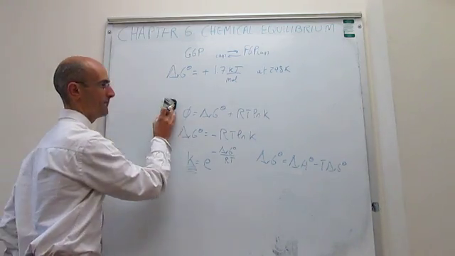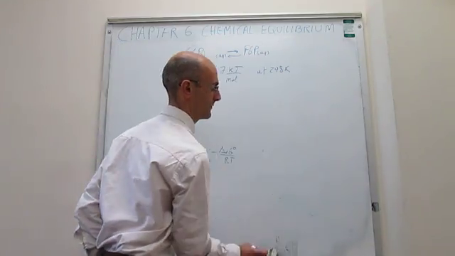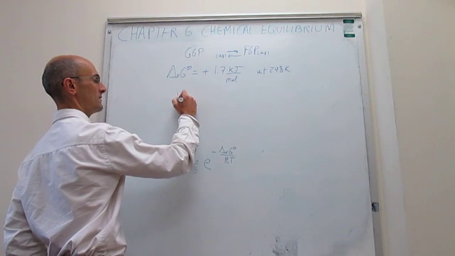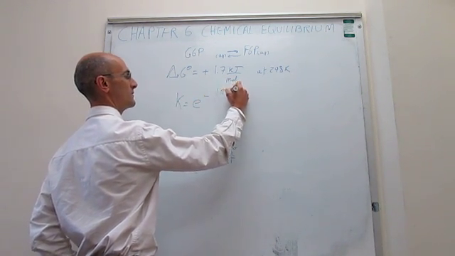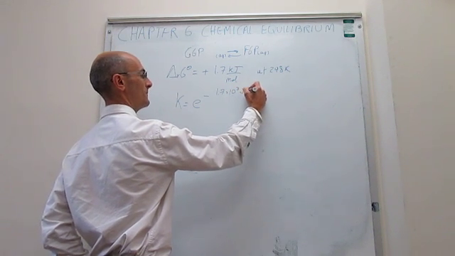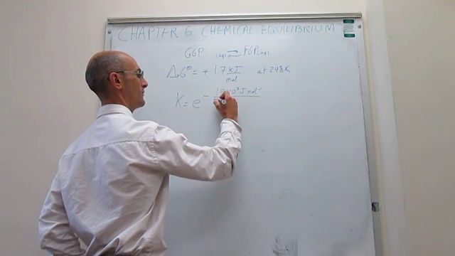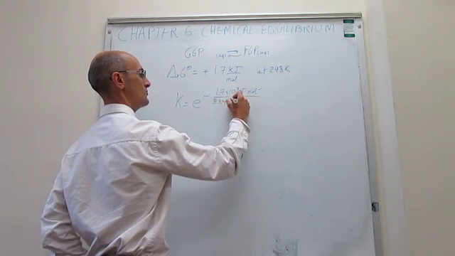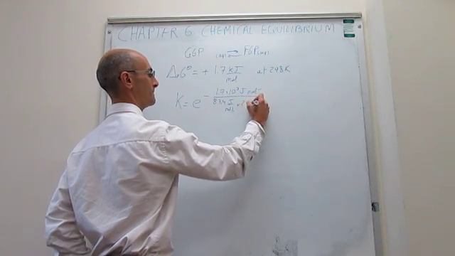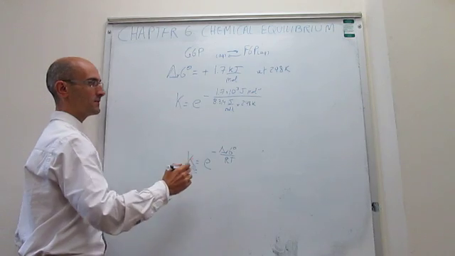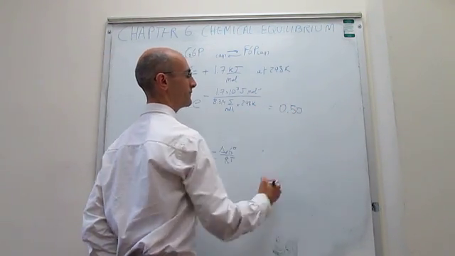Let's plug in some numbers and see what we learn from them. The equilibrium constant is going to be equal to e to the minus 1.7 times 10 to the 3 joules per mole, divided by R, 8.314 joules per mole Kelvin, times the temperature, 298 Kelvin. All of the units cancel, and you get that the value of the equilibrium constant is 0.50.